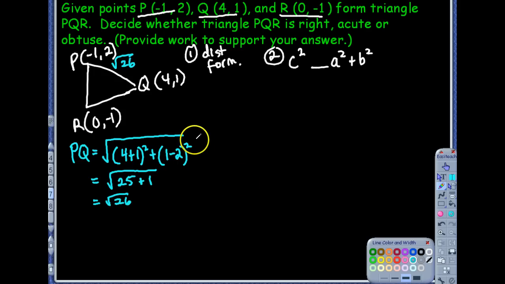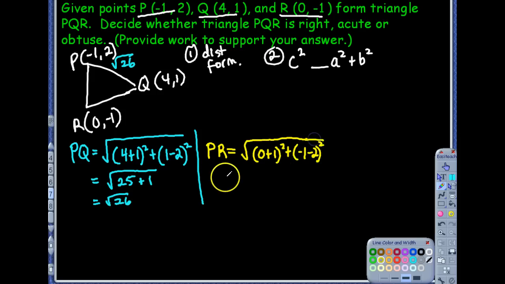All right. So let's do PR. So for PR, I'm going to take the square root of, let's do 0 plus 1 quantity squared and -1 minus 2 quantity squared. So that's going to give us 1 squared is 1, and -3 squared would be 9, so radical 10. And let's leave it again as radical 10.